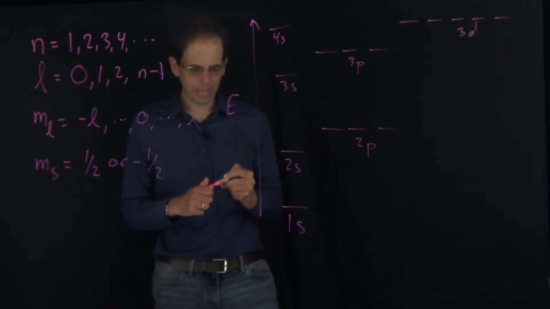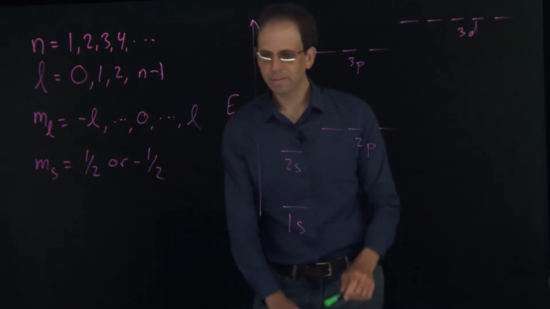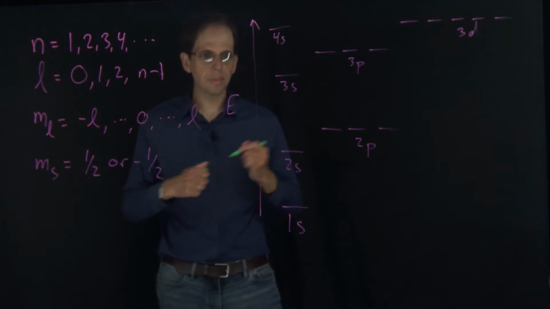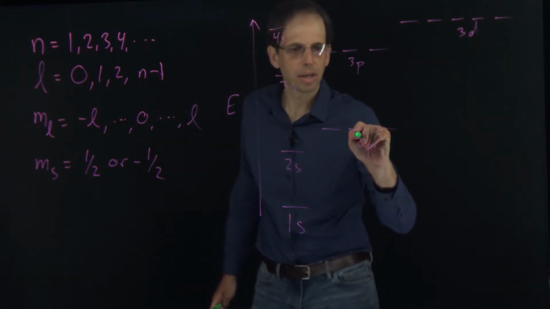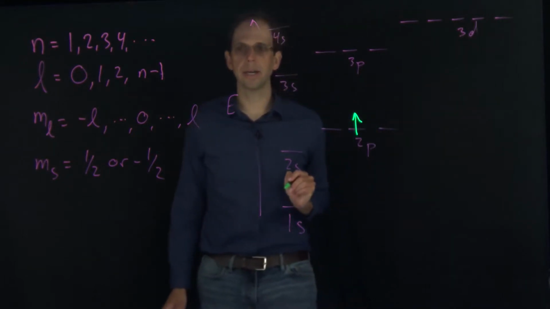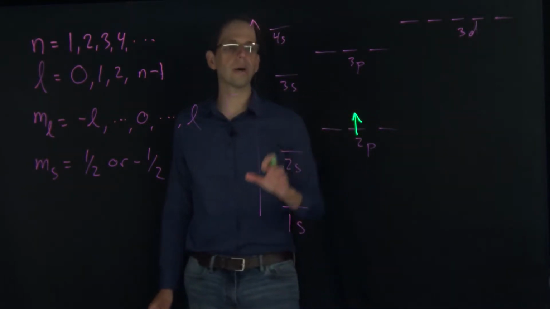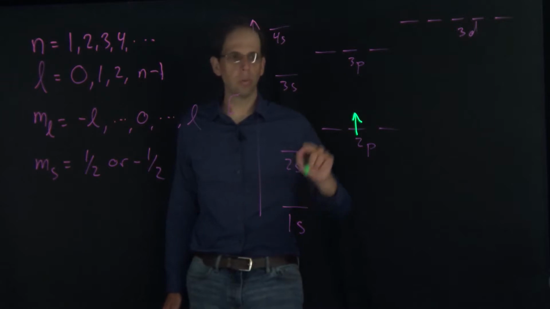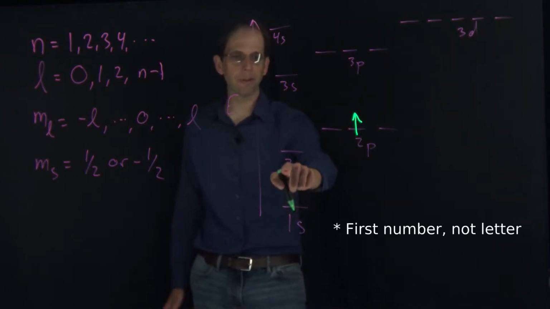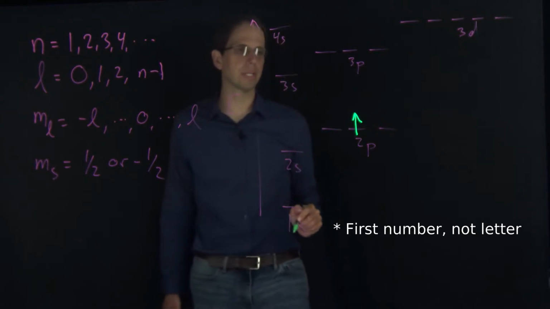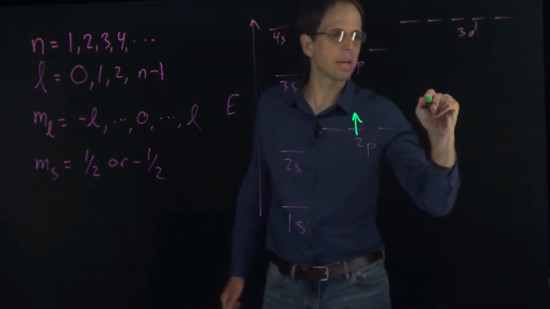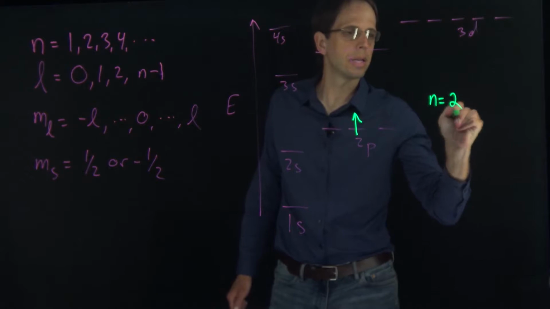And so if we take, for example, one of these orbitals, and I put, for example, an electron right there in that 2p orbital, what are its quantum numbers? Well, the principal quantum number is given by the first letter here, the 1, 2, 3, 4, etc. So for this electron, n is equal to 2.